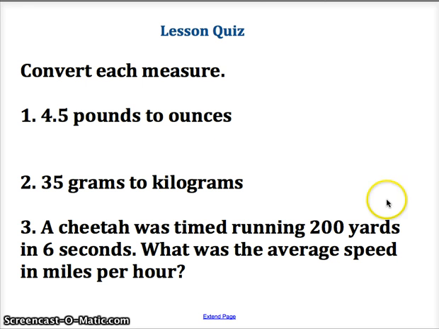So let's have you try some. Convert each measure. We want to go from pounds to ounces, and don't forget, what we're converting to should go on the top in the conversion factor. Then grams to kilograms. And in this one, we're going from yards per second to miles per hour. So we're going to have to get from yards to miles and seconds to hours. Give it a shot in your notes, and we'll talk about it tomorrow.